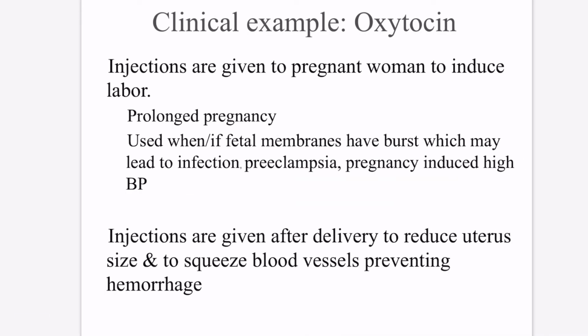Maybe you've heard of women who are injected with Pitocin during labor. Pitocin is synthetic oxytocin, and what it does is induce labor. Say if you've gone past your due date, or if the fetal membrane has broken, like a lady's water has broken, that can possibly lead to infection if the baby doesn't come out within 24 to 48 hours. And so doctors may inject Pitocin to induce labor to continue.